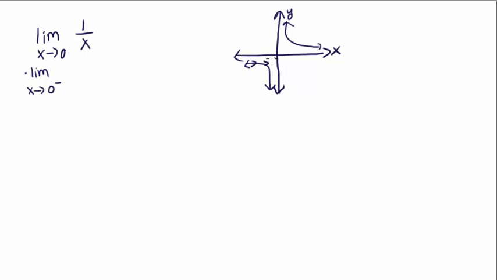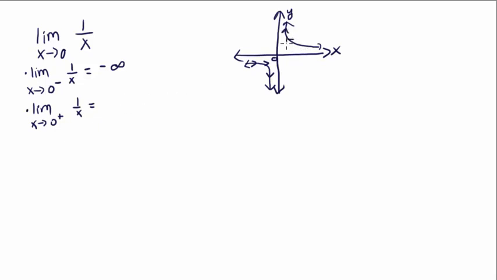The closer I get to 0, the further down I get. So the limit as x approaches 0 from the negative side is equal to negative infinity. The closer I get to 0, the further below the x-axis I get. Similarly, what is the limit as x approaches 0 from the positive side? The closer I get to 0 from the right-hand side, the further above the x-axis I get. So this is equal to positive infinity.